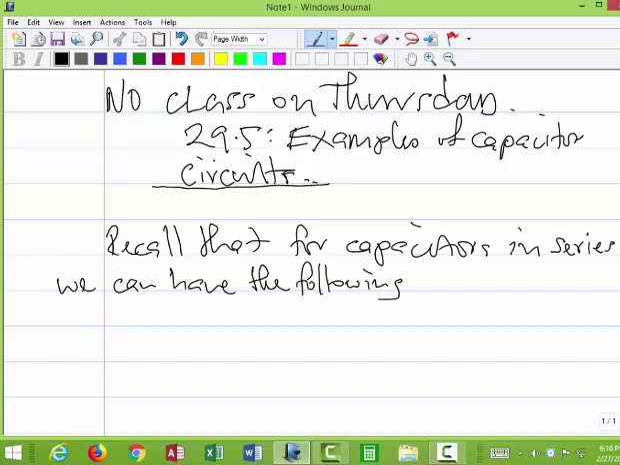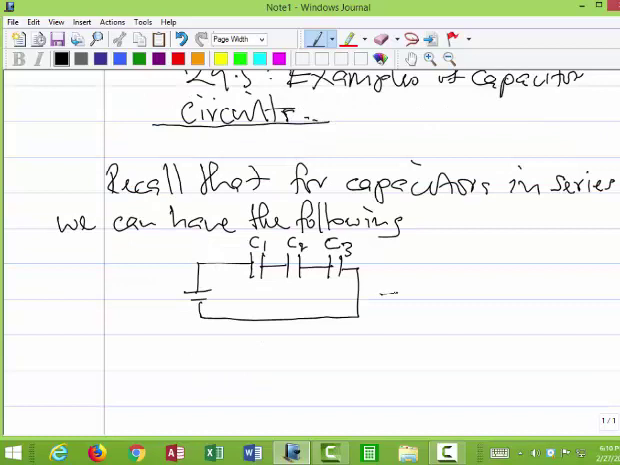Let's say you have a battery here and you connect the capacitor like that with the second one, and let's say a third one. So this is a series combination. This is C1, C2, and C3. The effective capacitance can be written this way.